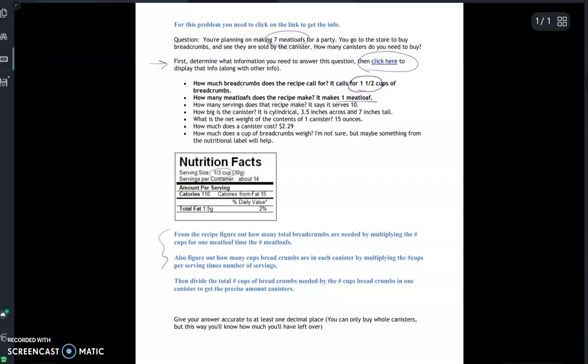Here are some little tips I wrote to guide you along, but I'll also do the problem out. If you want to try starting it based on this information, go ahead and do that and then pause. Or pause and then do that and then check it. From the recipe, figure out how many total breadcrumbs are needed by multiplying the number of cups for 1 meatloaf times the number of meatloaves.